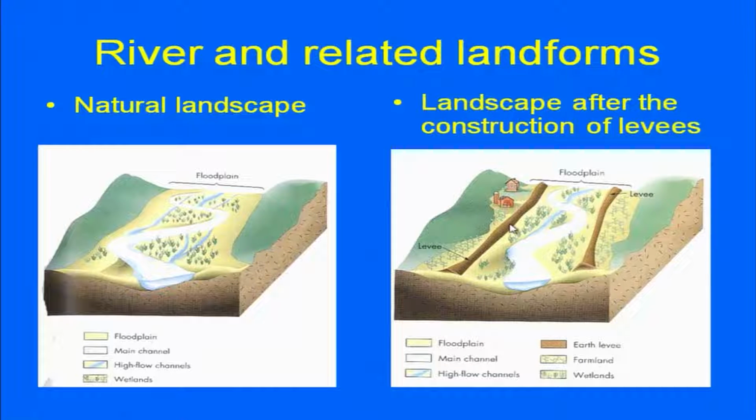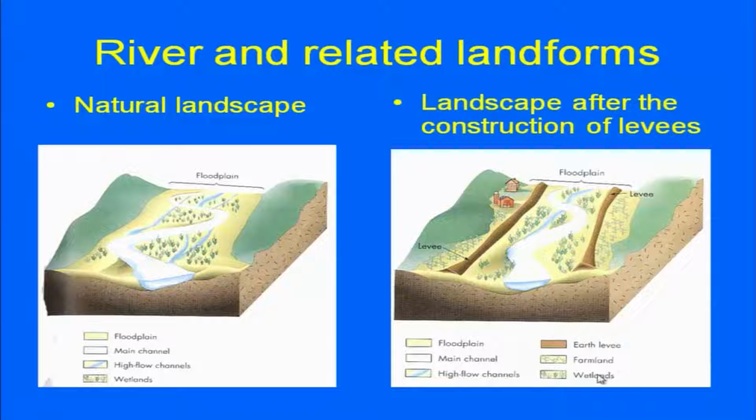But in most of the cases what has been experienced is that if there is a breaching of these levees, then the low lying areas, which are the floodplains utilized for construction, will be inundated. So, now what we have here is the floodplain, main channel, high flow channel, and then we have the levees.